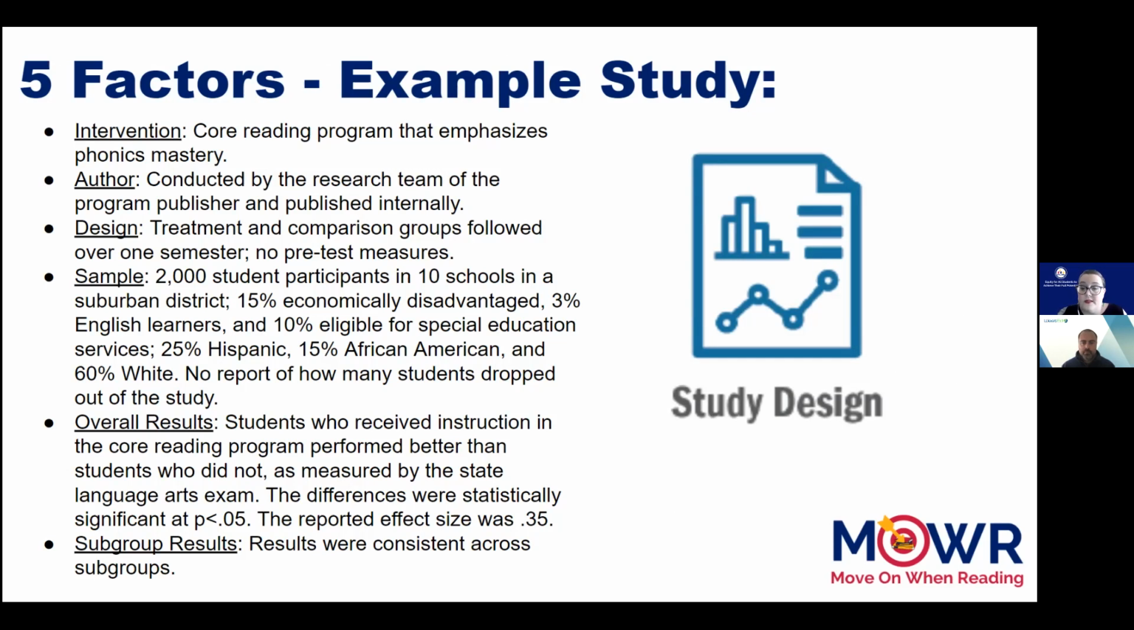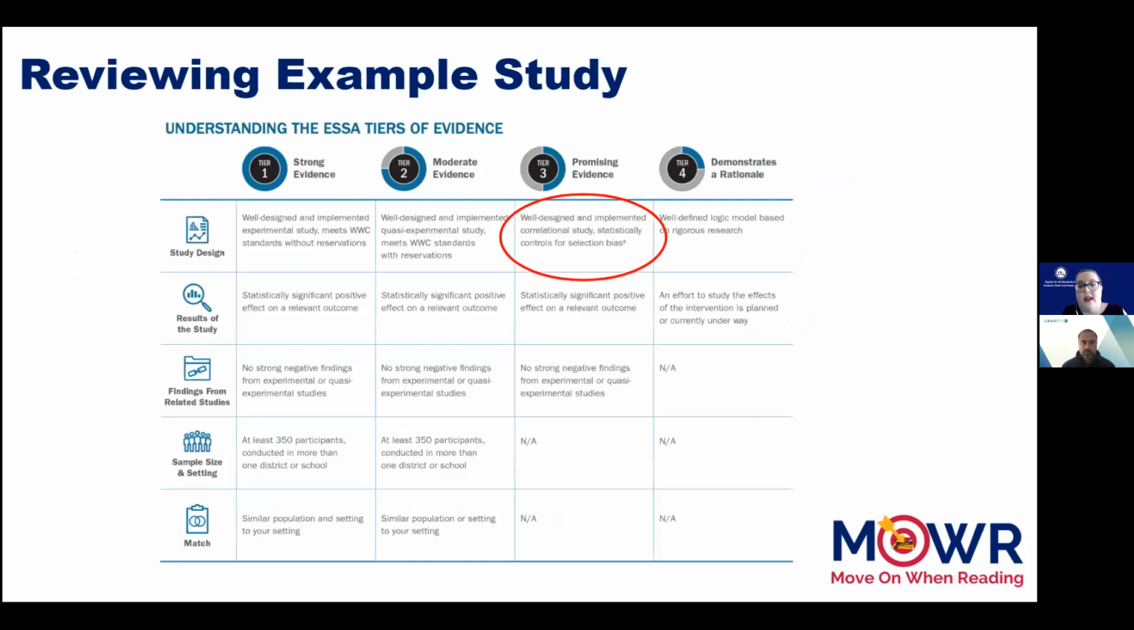Please note, for a study to be considered in the top 2 tiers, the study would need to include benchmark equivalencies. Basically, there needs to be a pretest and a post-test. If we look at the back of our handout, we can see that correlational studies fall under Tier 3 promising. So the highest level this study could reach is Tier 3.